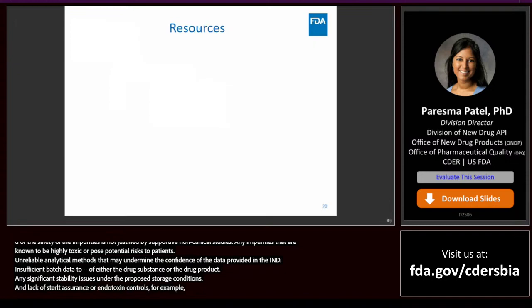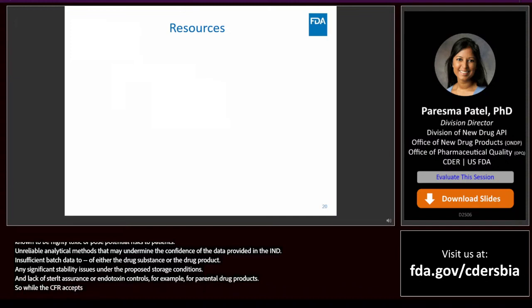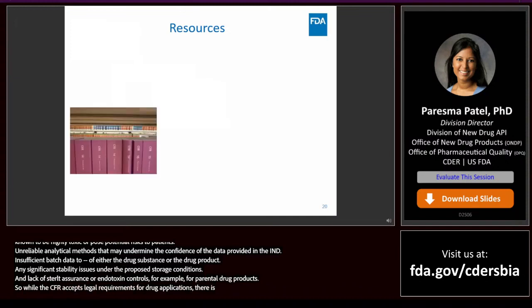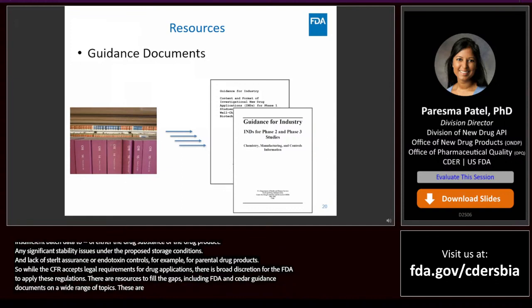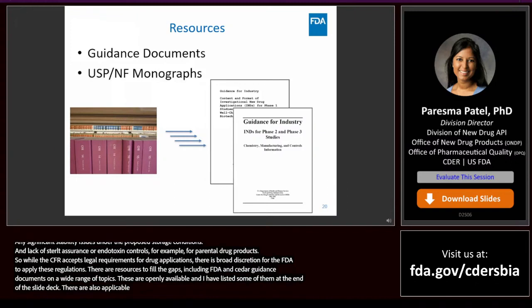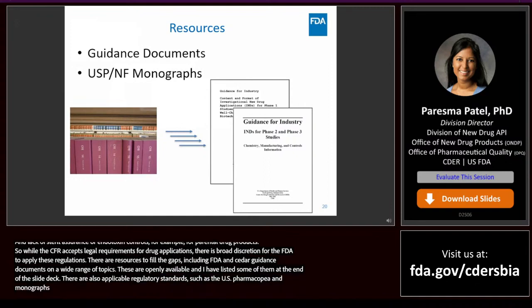So while the CFR sets legal requirements for drug applications, there is broad discretion for FDA to apply these regulations. There are resources to fill the gaps, including FDA and CDER guidance documents on a wide range of topics. These are openly available, and I've listed some of them at the end of the slide deck. There are also applicable regulatory standards such as the U.S. Pharmacopoeia and National Formulary Monographs. When standards aren't stipulated in the USP or NF, it may be appropriate to reference monographs from other regulatory agencies based on your scientific justification.